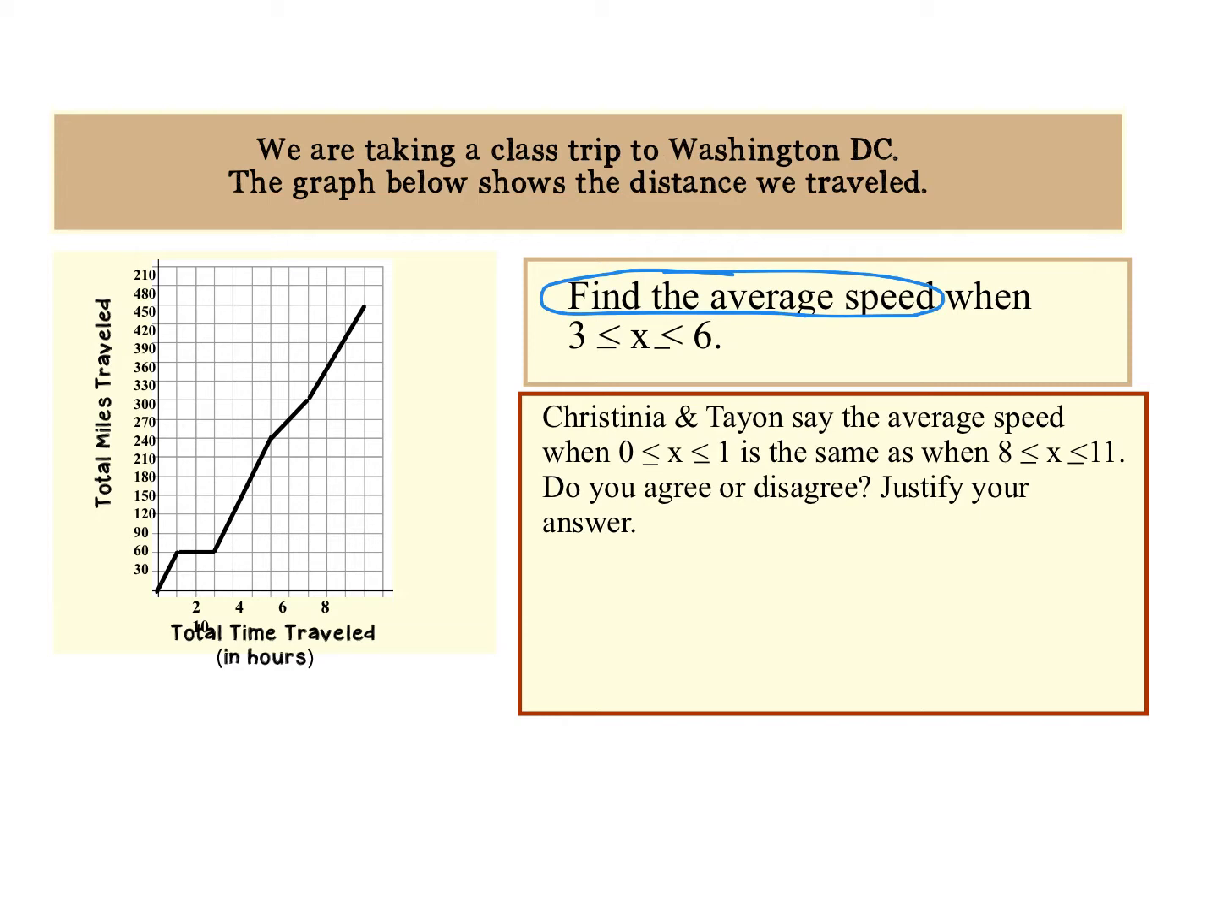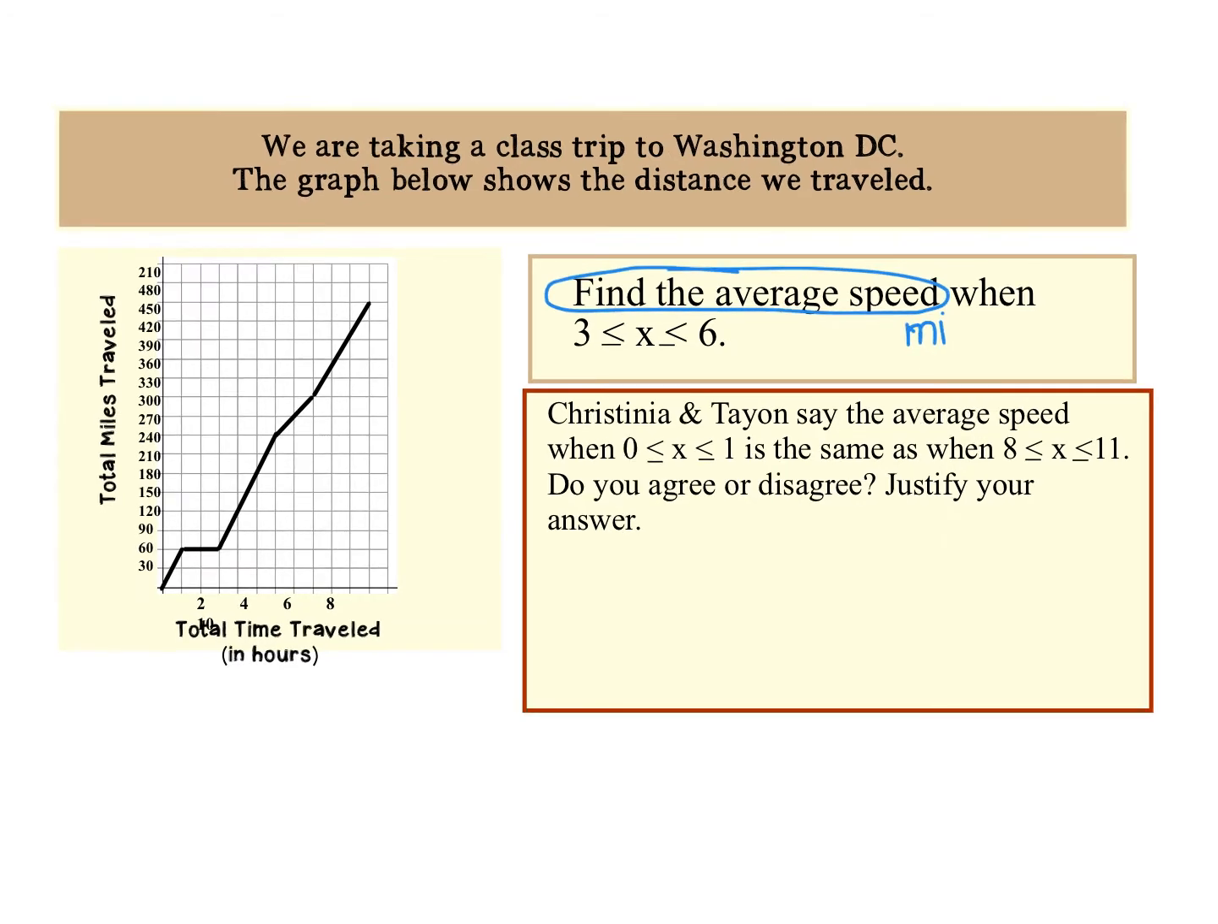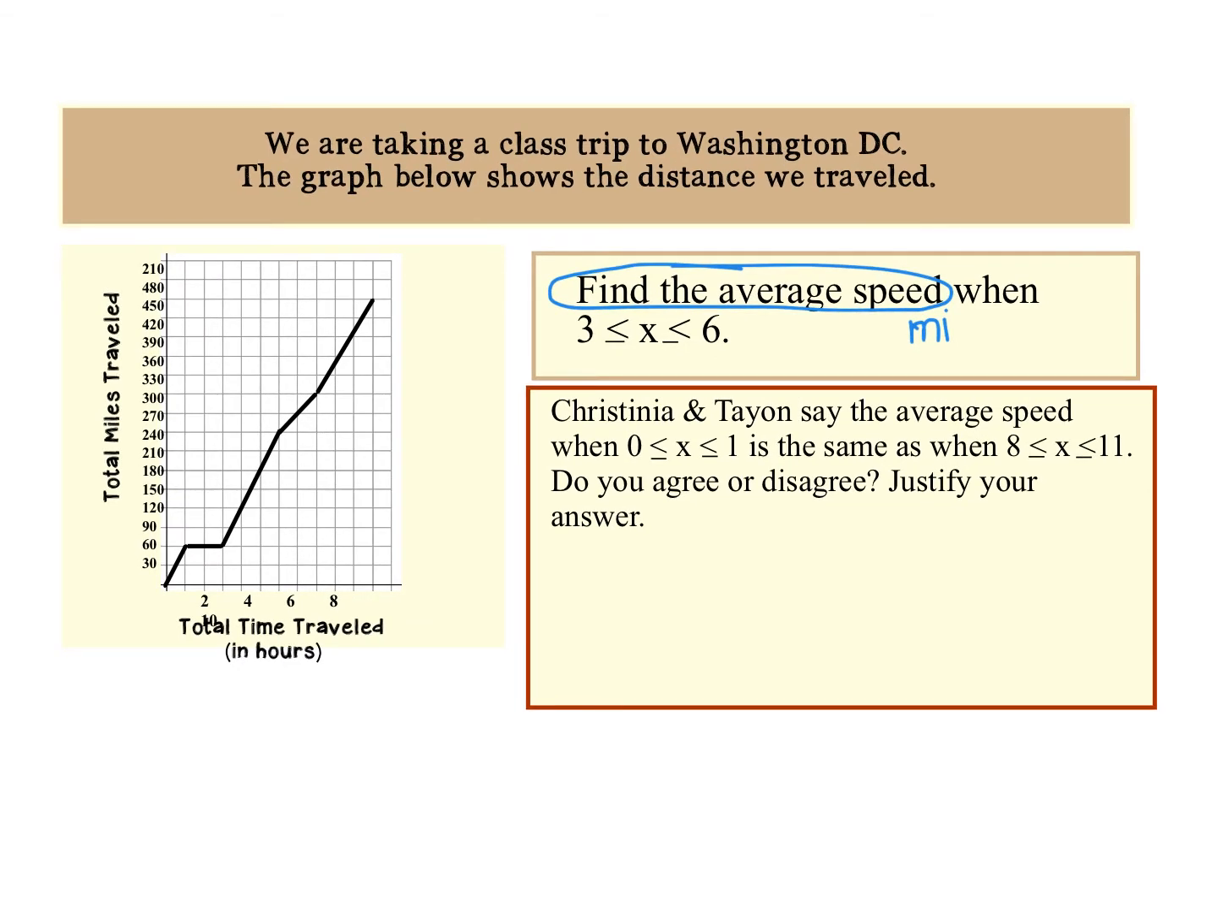So when I think about speed, I think about miles per hour. So that's a rate, that's a slope. So if you notice, miles is my y value, so really it's the change in y over hours is my x value, so change in x. So this is just slope, but in the context of a word problem.